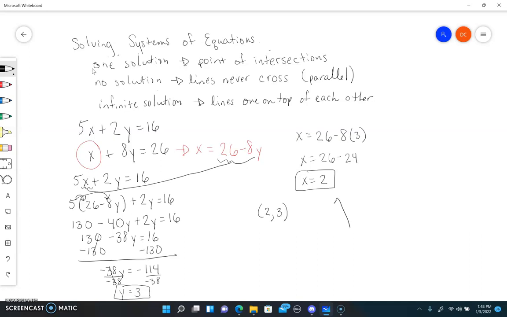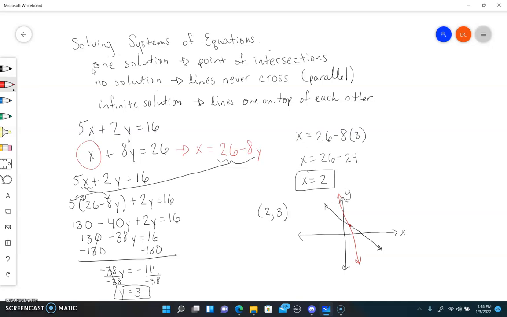If I were to graph these two lines, I am not 100% sure what they look like, but I do know that they cross at the point (2, 3). Okay, so whatever they look like, I do know that that is their point of intersection. So this is what it looks like when you have one solution to your system of equations. You found a point that works in both of these equations.